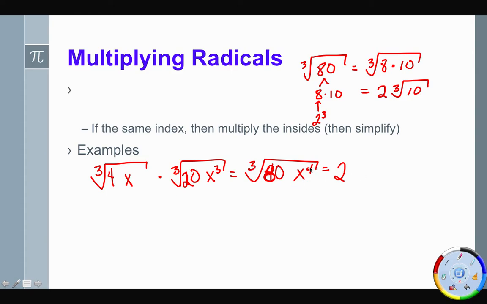Then the cube root of x to the fourth, 3 goes into 4 one time. We have the 10 left over from the original 80, and we have 1 left over from the x's.